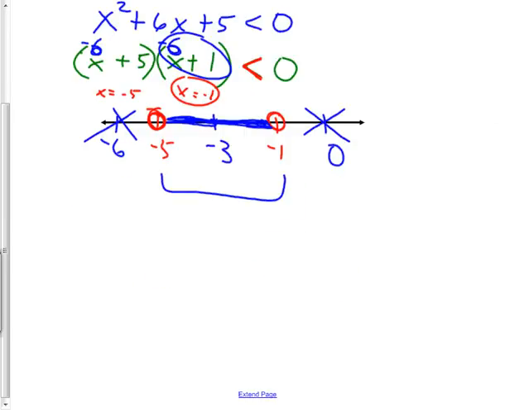How do I write that as an interval? You write -5 to -1, and you say it doesn't work at -5 and it doesn't work at -1. So that's my answer. The numbers that work are between -5 and -1, not inclusive of the endpoints. So basically the -5 doesn't work and the -1 doesn't work, but everything between them works.